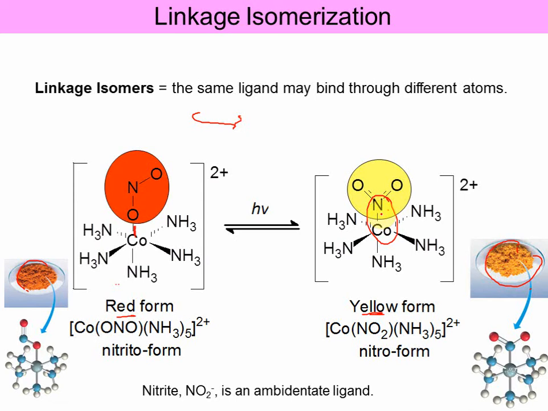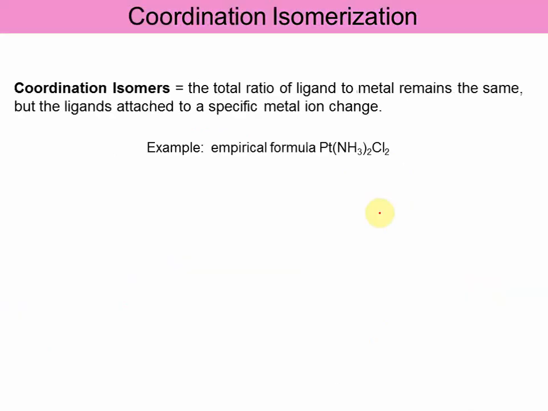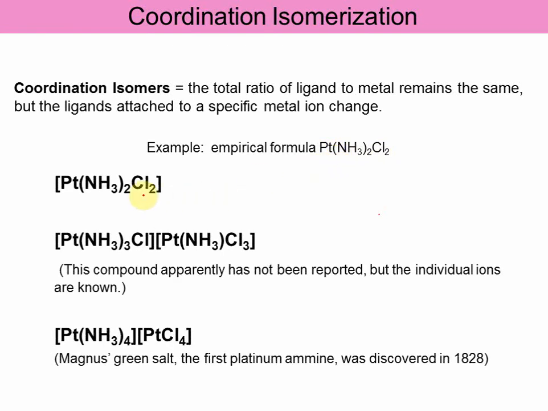Coordination isomers, this is where the total ratio of ligand to metal ions remains the same, but the ligands attached to a specific metal ion change. Here we have an example where we're using the empirical formula that there's always a ratio of 2 amines to 1 platinum and 2 chlorides to 1 platinum. You can have this platinum complex where it's just 1 platinum and 2 amines and 2 chlorides. And this is actually a very famous drug. It's a very famous anti-tumor drug called cisplatin.